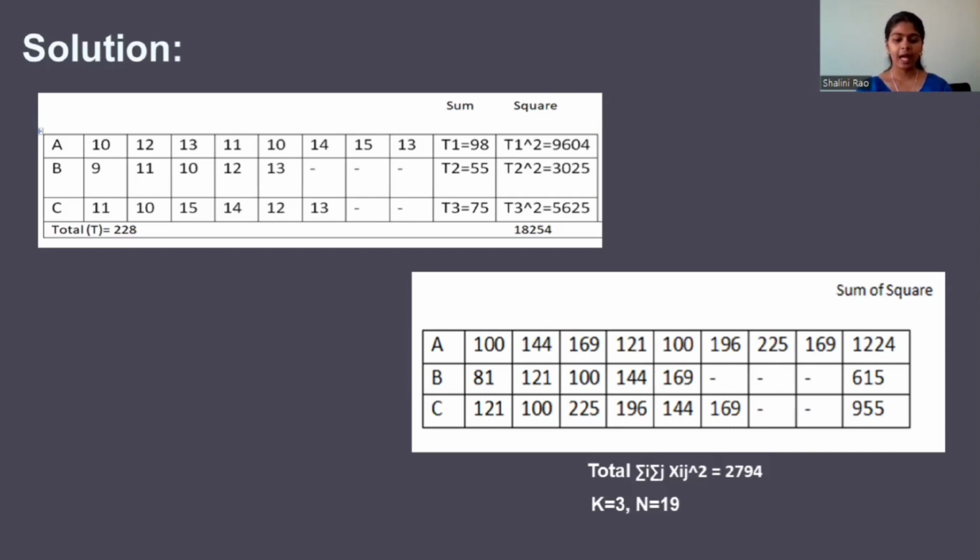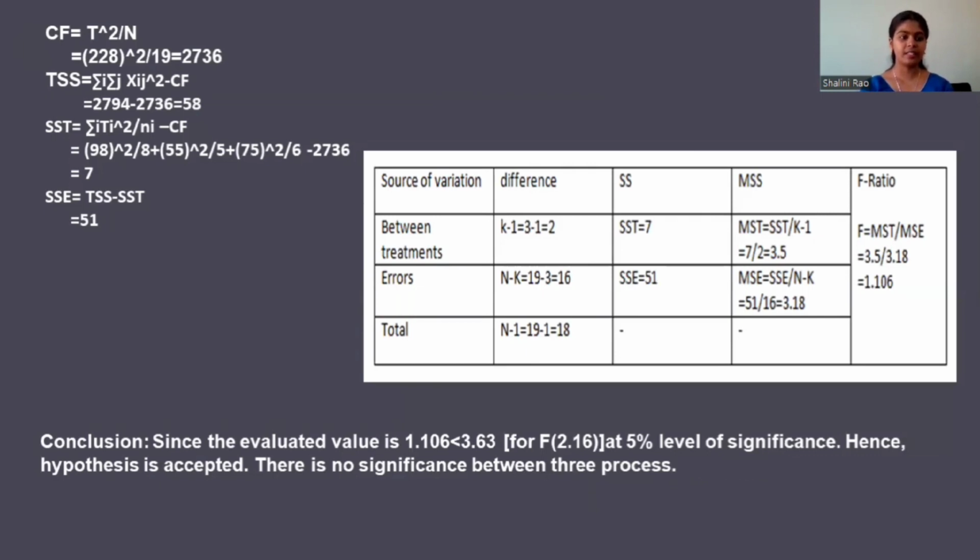As we have three processes, the k value will be 3, and counting all the observations of three processes A, B, C, we get n value as 19. Next, we have to calculate the CF using the formula T square divided by n, and TSS using the formula summation i summation j x_ij square minus CF, and SST using the formula summation i Ti square divided by ni minus CF, and SSE using the formula TSS minus SST.